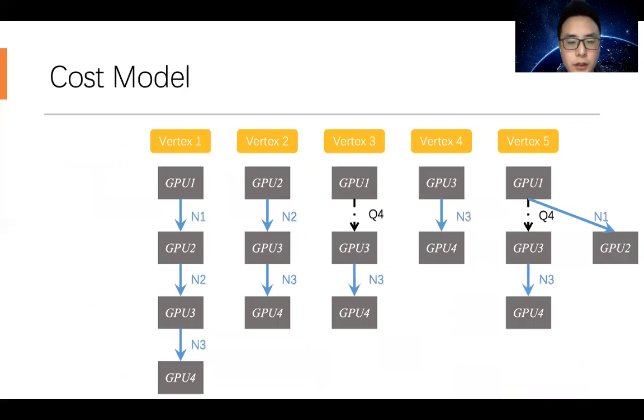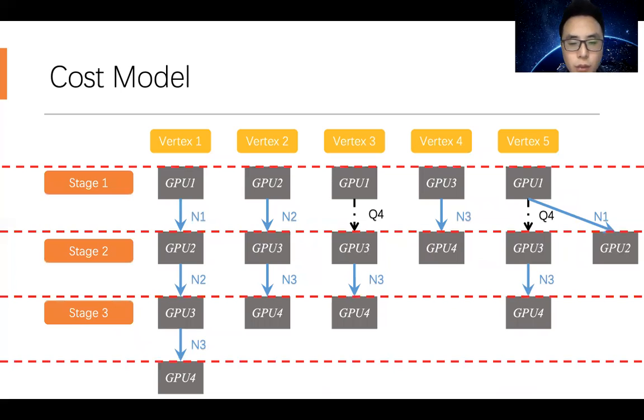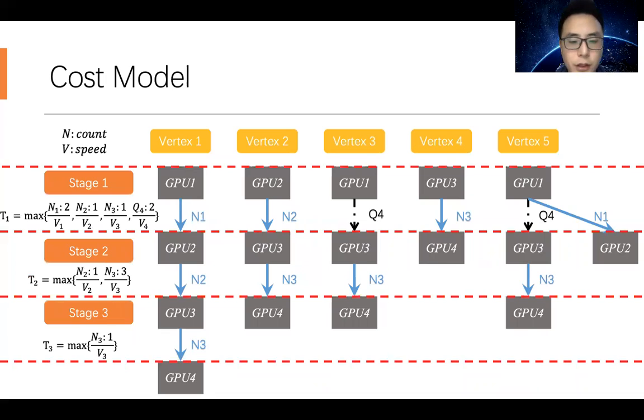So, given the solution space, we use a cost model to guide our algorithm. So what is the cost model? Assume we know the strategy of all the vertices. In our cost model, we first partition the communication strategies into stages, and we assume the communications in the same stage happen at the same time. So in each stage, we know the number of vertices going through each link and the speed on each link. So we can easily calculate the communication time of this stage, which is the maximum of vertex count over link speed across all links.